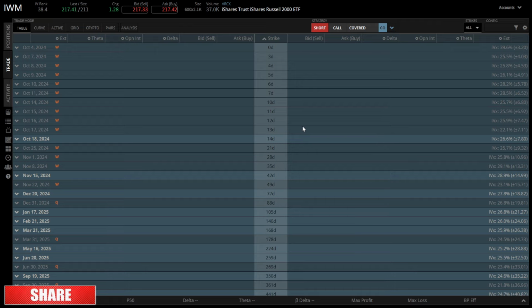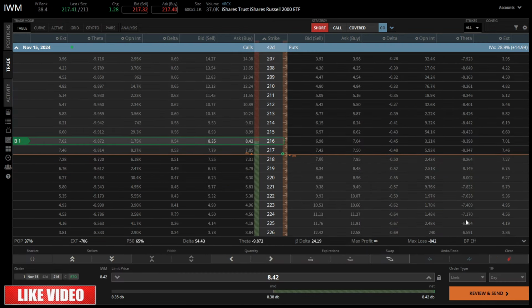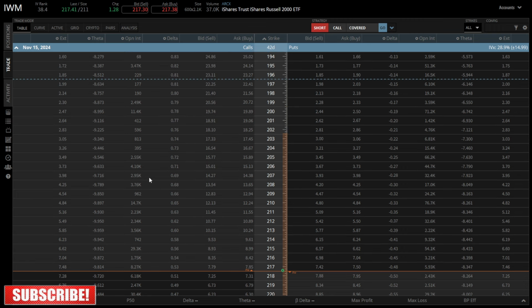But in a nutshell, cash secured put, very simple. We're going to pick, let's say, 42 DTE, days to expiration. We're going to open our option chain, and let's say, for example, we are kind of bullish on the stock, or maybe things are going to trade sideways, or maybe this is trading at the all-time high. We're going to go, let's say, 10%.